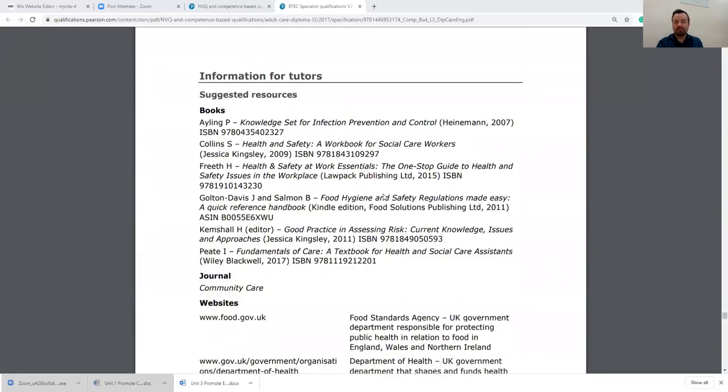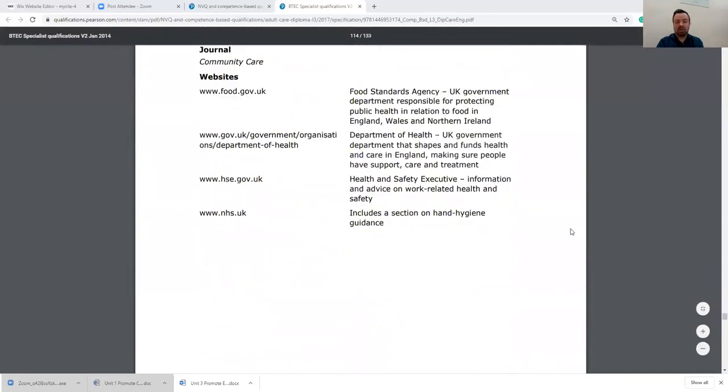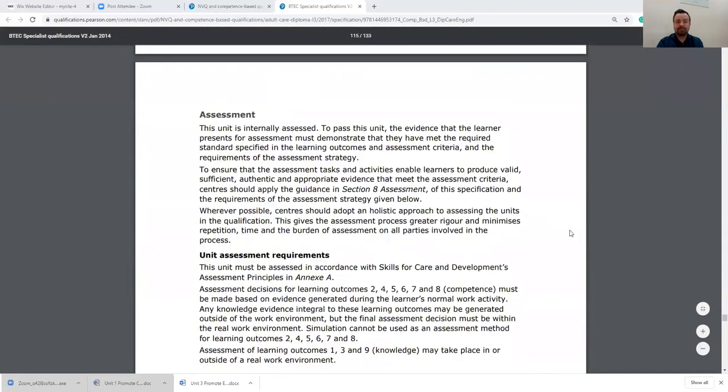At the end of this, there's a fair amount of recommended reading because there's a lot of subjects here, and you can see there you've got some books, and again there's a lot of websites at the back.